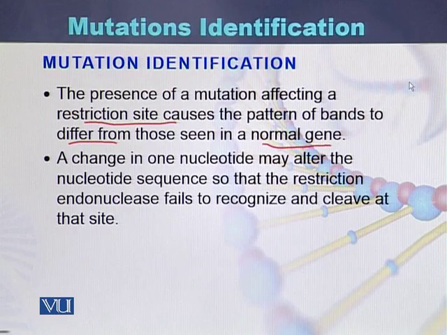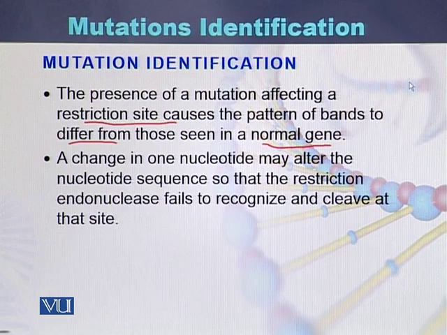So if there is a mutation and due to that mutation the restriction enzyme site changes, we can identify from the change of the restriction enzyme site that there is a mutation, and due to that mutation the restriction enzyme will not digest the DNA. So by this method we can identify the mutations in human genes.